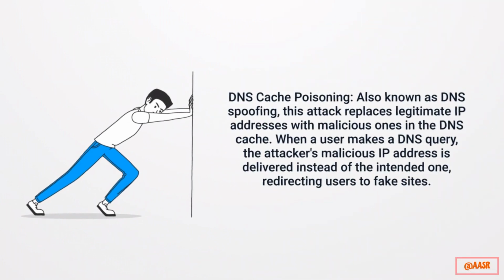Let's explore DNS cache poisoning. DNS cache poisoning, also known as DNS spoofing, is an attack that replaces legitimate IP addresses with malicious ones in the DNS cache. When a user makes a DNS query, the attacker's malicious IP address is delivered instead of the intended one, redirecting users to fake sites.